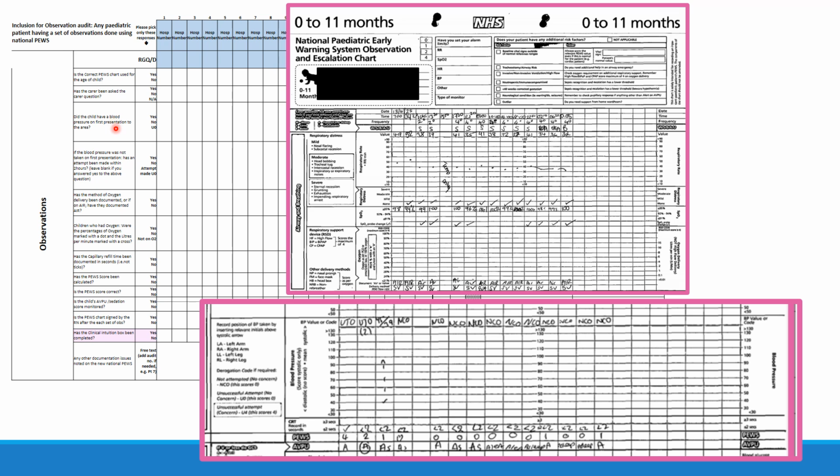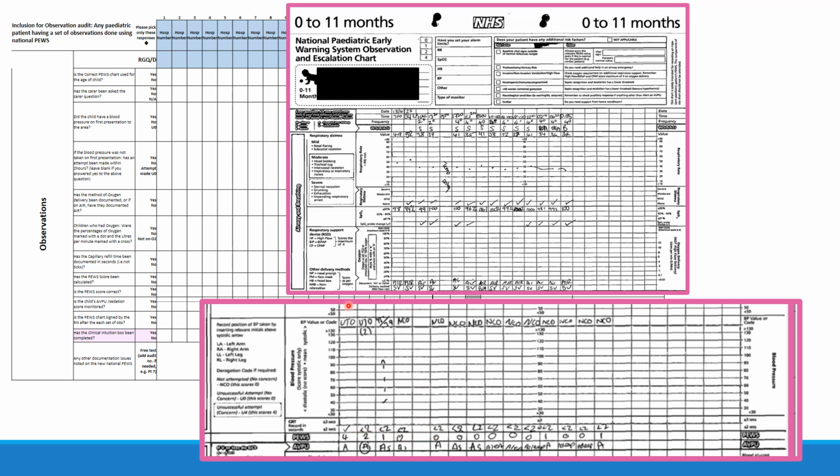Okay, so moving on to the blood pressure question. Did the child have a blood pressure on first presentation to the area? Your options for the answers are yes, no, or that the RN has documented U0 in the column. So let's go and have a look at the blood pressure section. That's here on your screen.